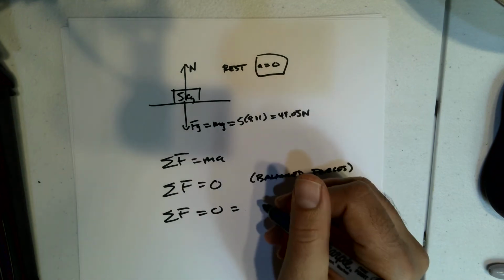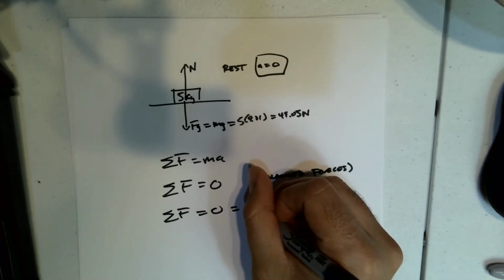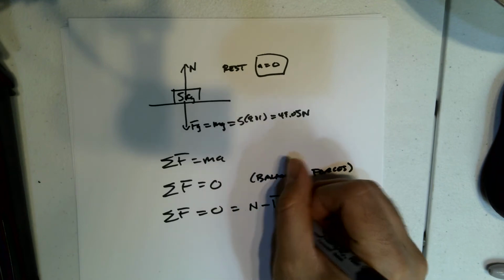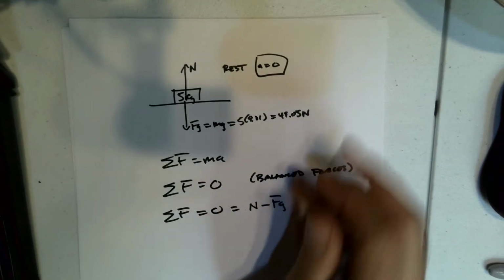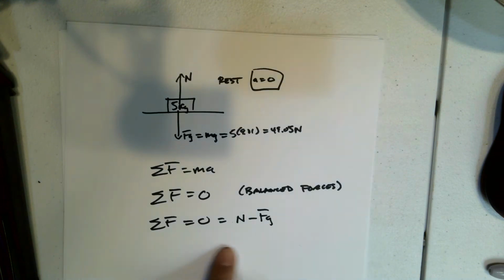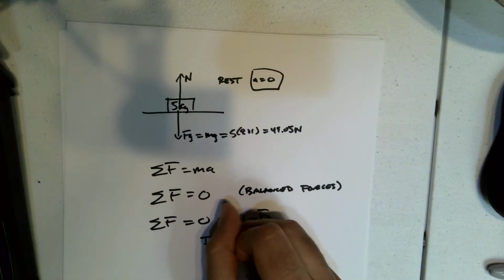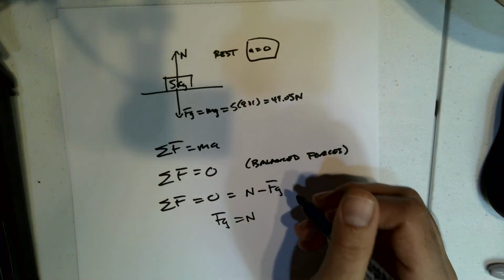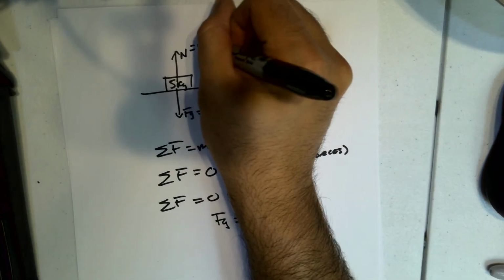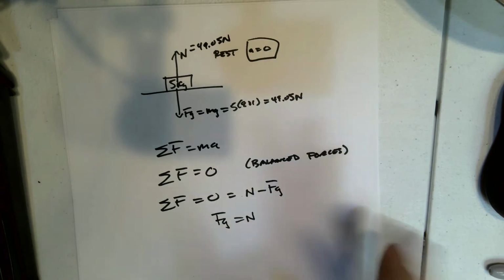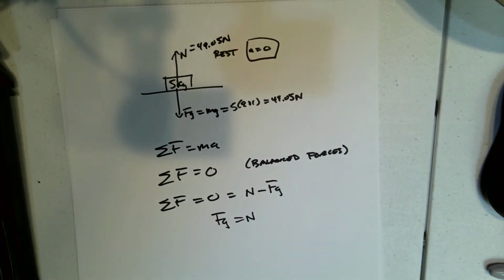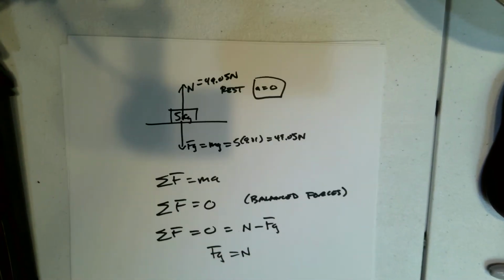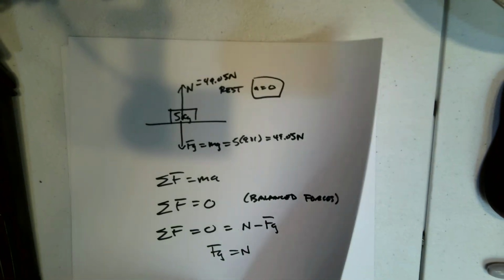So what I'm going to do is say sigma F is the combination of two vectors: the normal force, which is pointed up, and the gravity, which is pointed down. And then just looking at this, I can move Fg over there, and I've just proven that Fg equals the normal force. So the normal force must also be 49.05 newtons. And now I can see why I have a net force of 0. So very simple problem, and it all makes sense once we start to apply the second law.